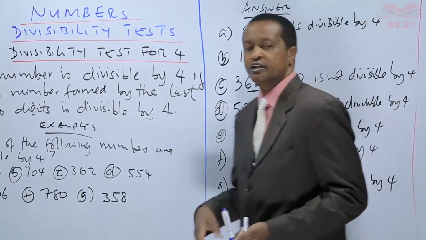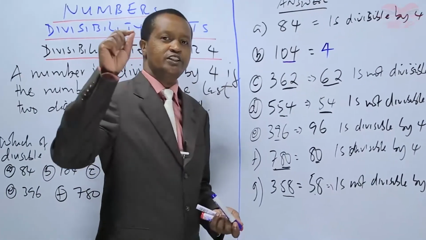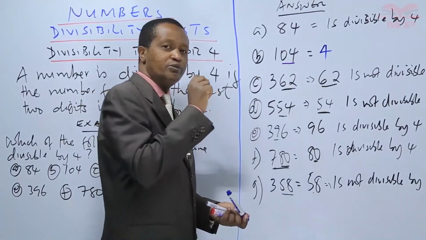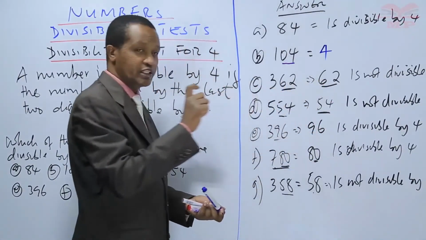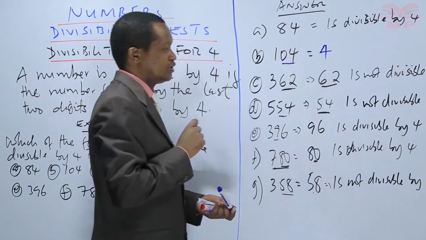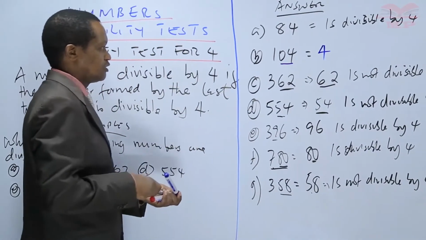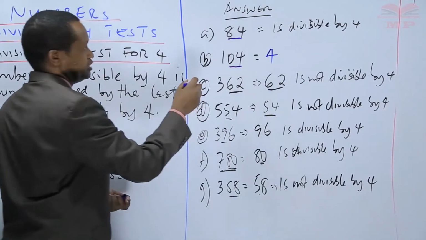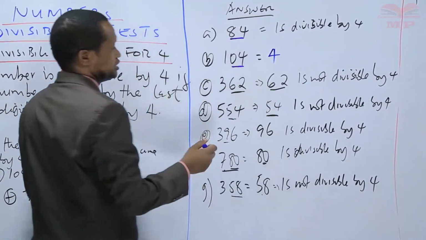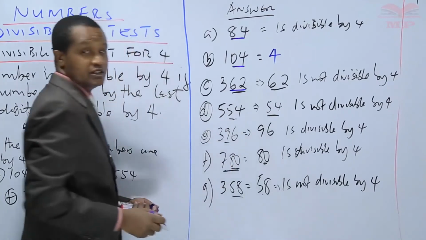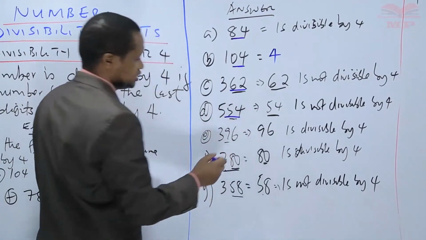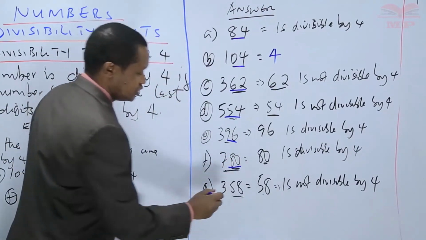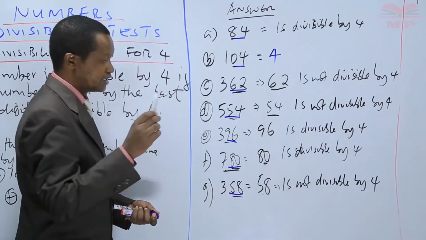So if you want to tell, learners, if a number is divisible by 4, you look at the last 2 digits, the number formed by the last 2 digits. Then you test those 2 digits alone. That is what we have been doing here. We only focused on these 2 digits in each case, the number formed by the last 2 digits.